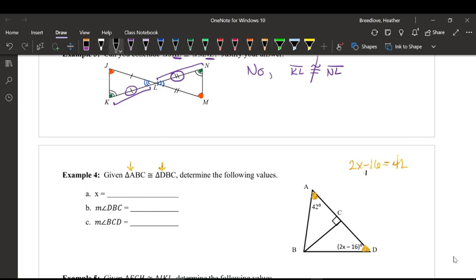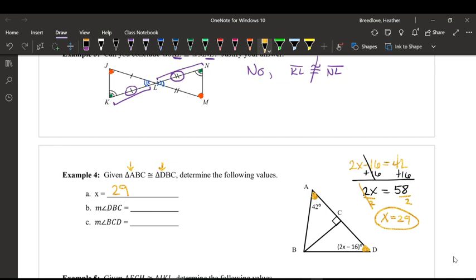And then I can do a little bit of algebra to solve it. I want to get rid of that negative 16, so I'm going to add 16 to it. If I do it on one side, I have to do it on the other side. So 2x equals 58. And then I divide by 2. So x equals 29. All right, so we did the first part, find x.